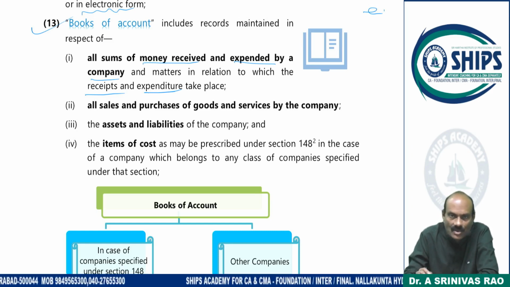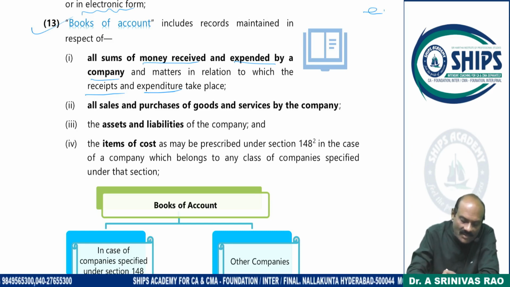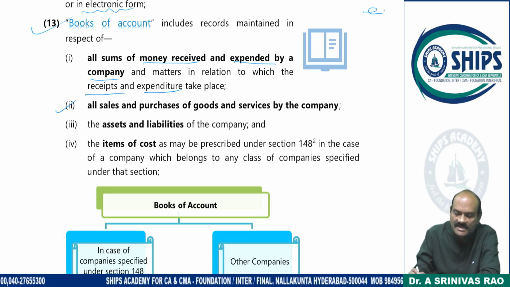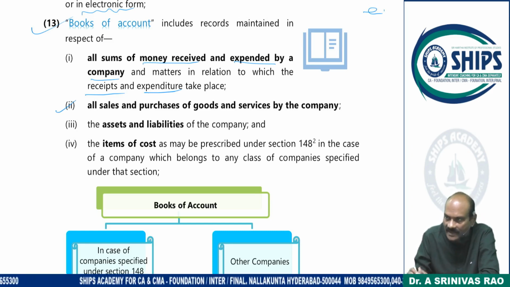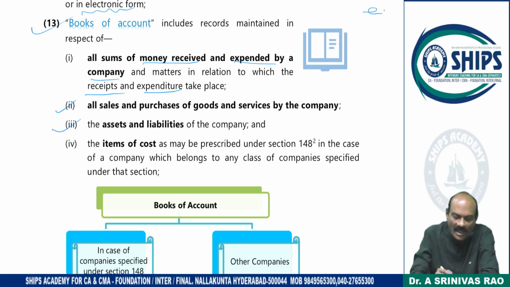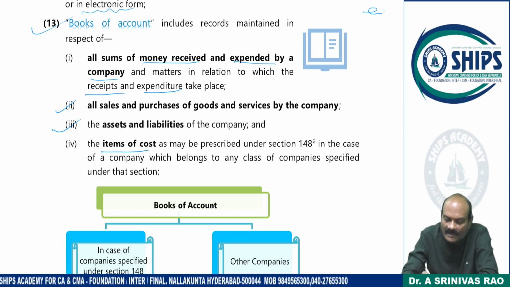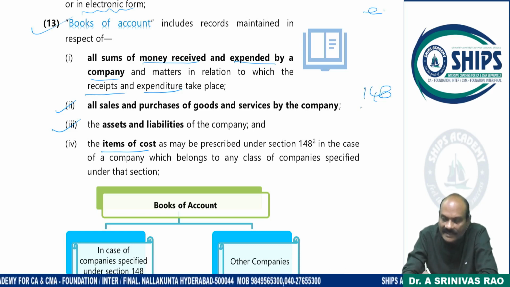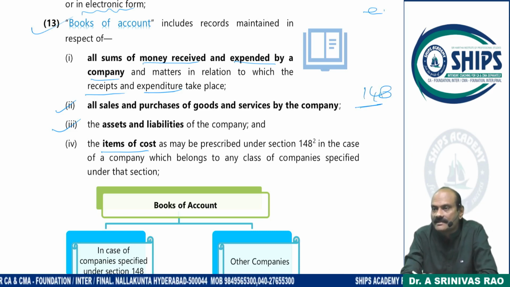Total receipts, total payments, more or less our cash book. Second one, all sales and purchases of the goods and services by the company. Third one, assets and liabilities of the company and other cost items. Remember, Companies Act, section 148.